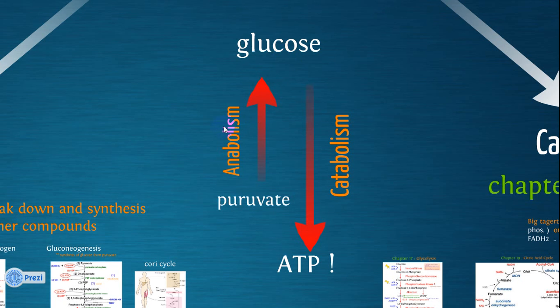And in the anabolism process, you need to take some compounds like pyruvate to form glucose, and also you need to take glucose to synthesize or to store it as glycogen. So this is the idea that we will work on. We will take the energy from glucose in catabolism, and in anabolism we will form glucose from compounds like pyruvate, or we will store glucose as glycogen.